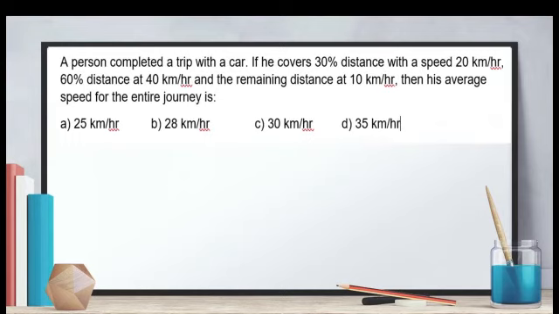Let us solve another example. A person completed a trip with a car. If he covers 30% distance with a speed 20 km per hour, 60% distance at 40 km per hour, and the remaining distance at 10 km per hour, then his average speed for the entire journey is 25 km per hour, 28 km per hour, 30 km per hour, or 35 km per hour. So let's see.